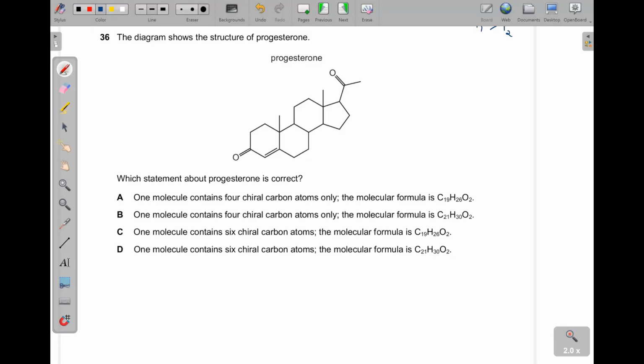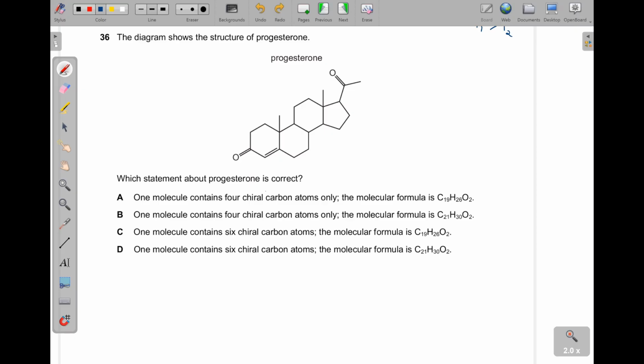Question 36. The diagram shows the structure of progesterone. This is the one here. Which statement about progesterone is correct? You can see what is given here. They are talking about chiral carbons. How many are they? And also the molecular formula. So let's find out the molecular formula.